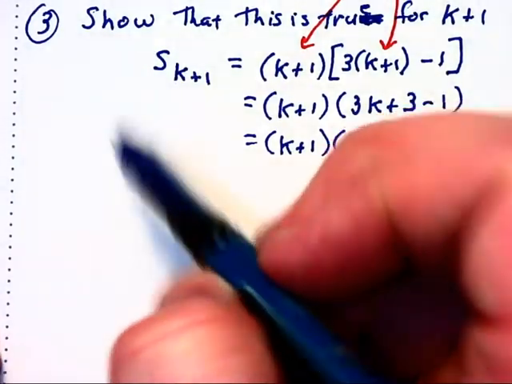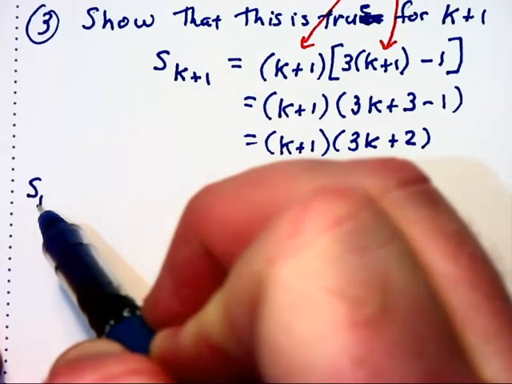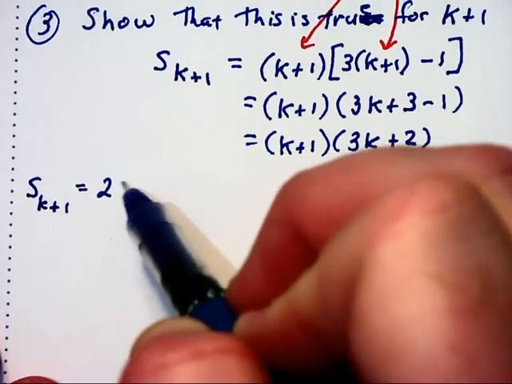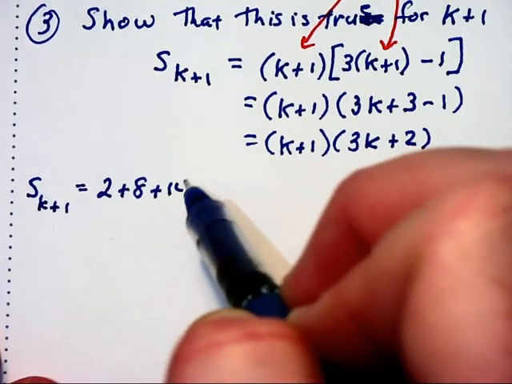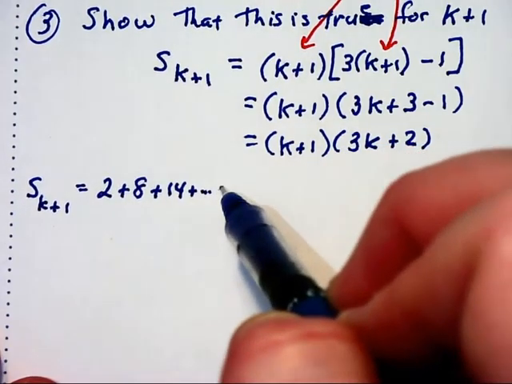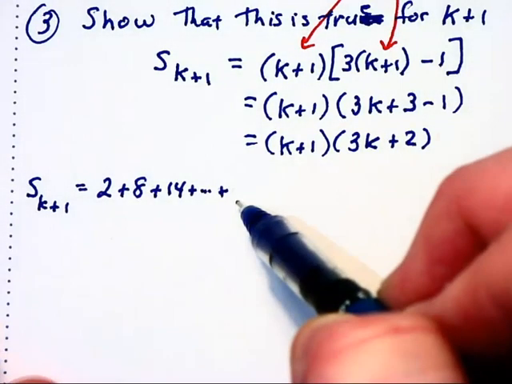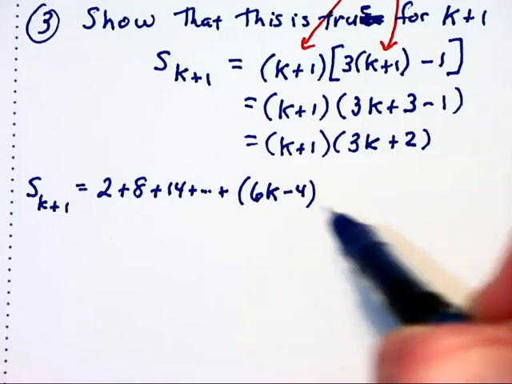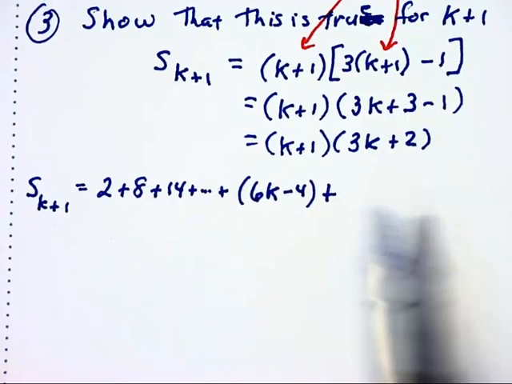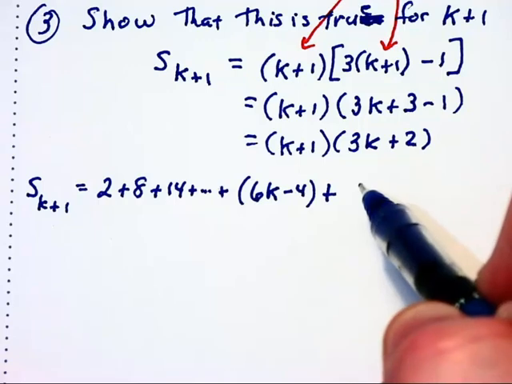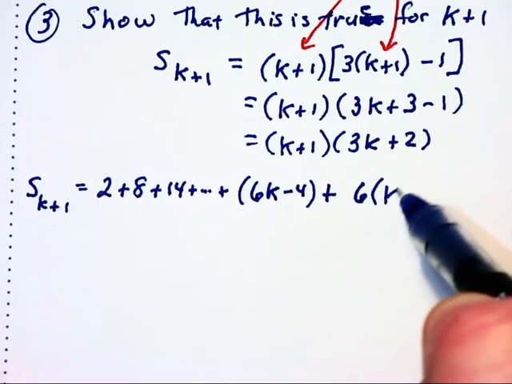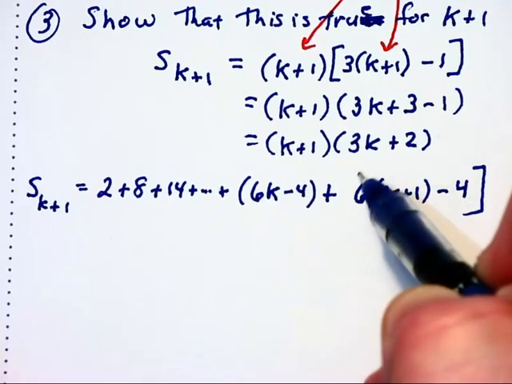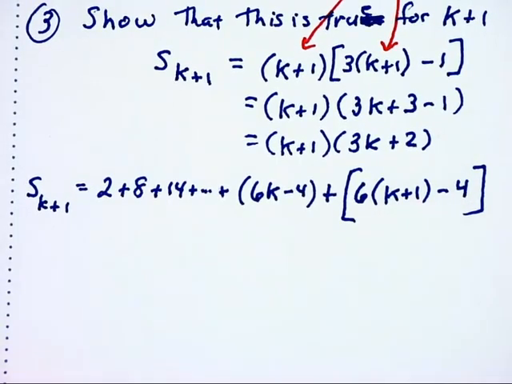Now let's actually find s sub k plus 1 another way, by adding up the actual terms. This is 2 plus 8 plus 14 plus ... plus, and this turns into 6 times k minus 4. There's our kth term. And now adding on the next term, this will be 6 times (k plus 1) minus 4. That is the k plus first term being added on.